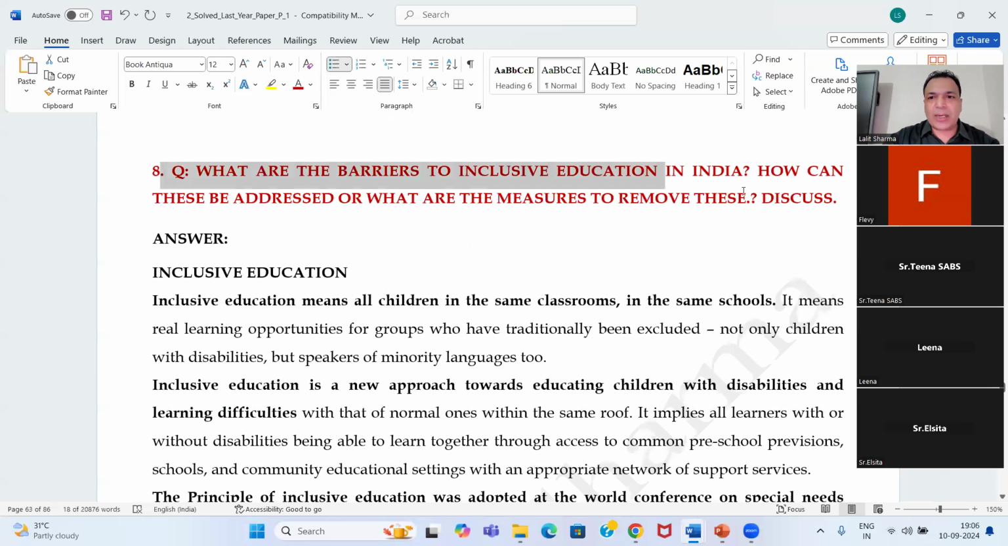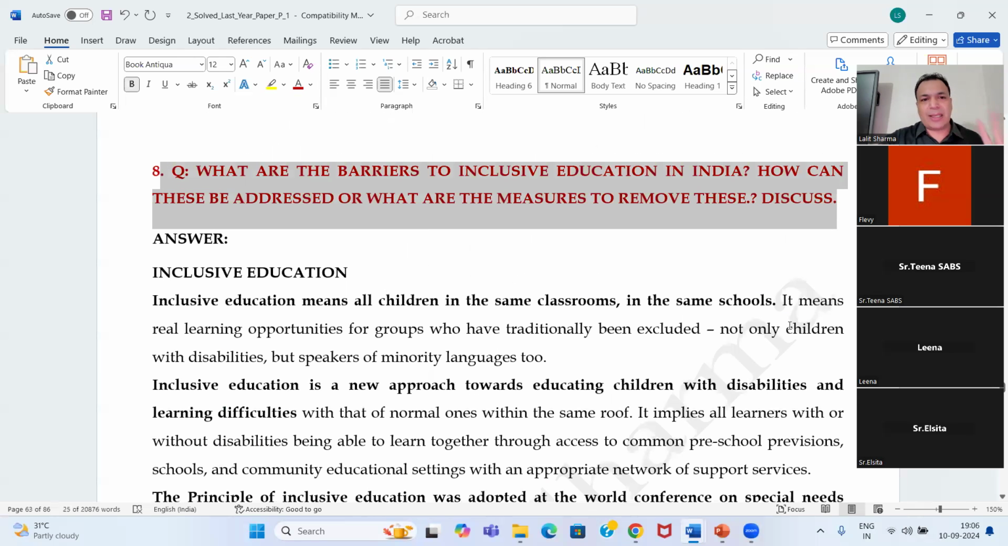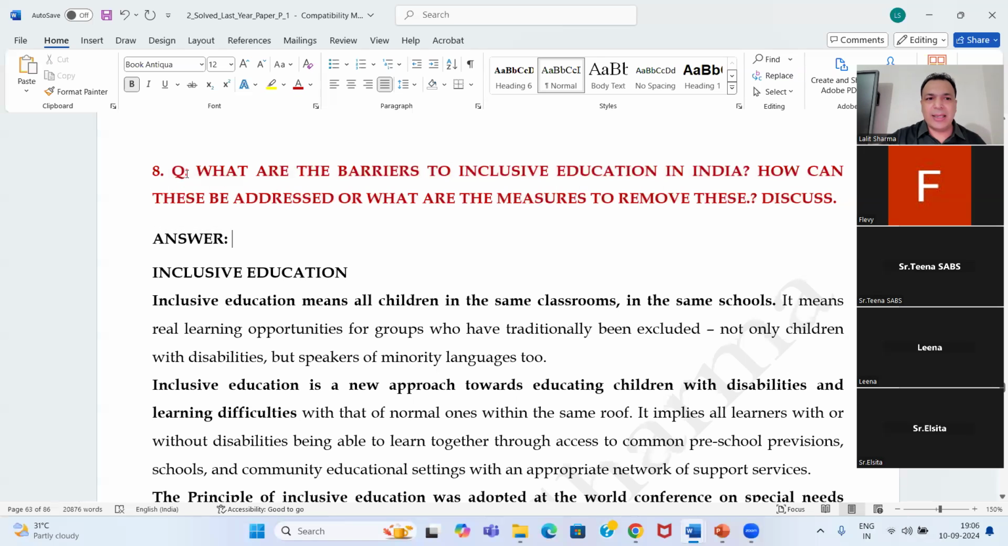Second is the 8th question: what are the barriers? So that one is finished. Okay, now this Unit 4 question has come: what are the barriers to inclusive education in India?